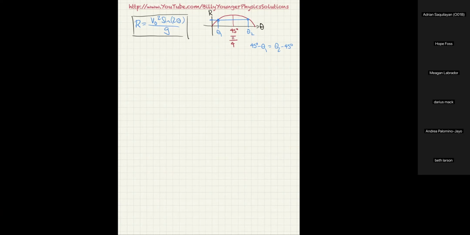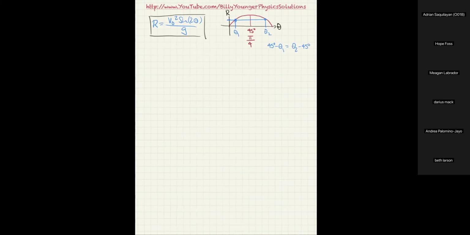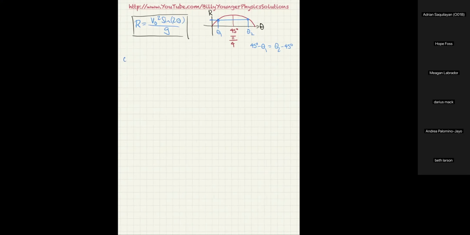All right, so we now have the range, we have the hang time, we have the max height. What we might want to figure out now is what the final velocity is. So that's part C. What is the final velocity?